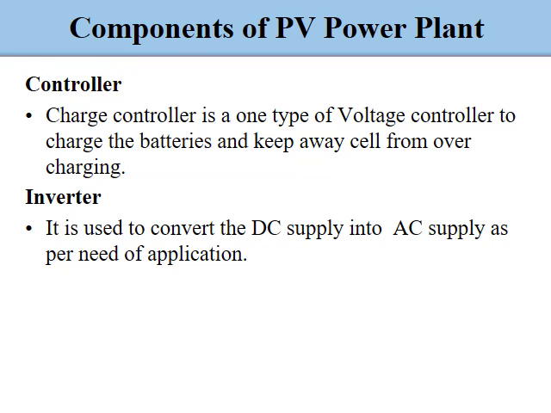The next one is controller. Charge controller is a type of voltage controller to charge the batteries and keep the cell away from overcharging. And the last one is inverters. It is used to convert the DC supply into AC supply as per need of applications.